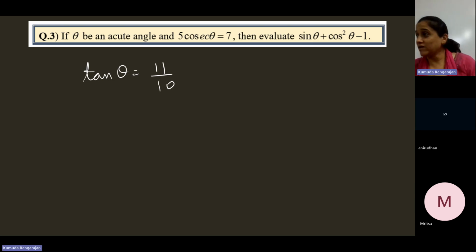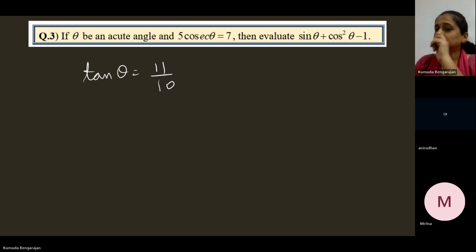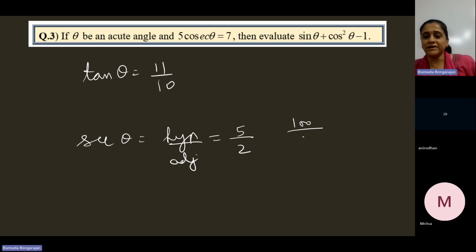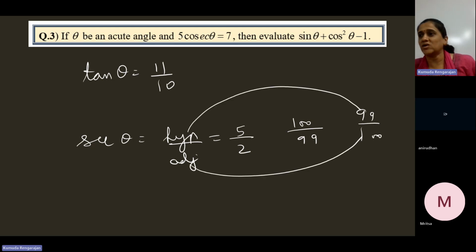But when you have ratios which involve the hypotenuse, make sure that the hypotenuse in the numerator should be bigger. What do I mean by that? Now secant theta. What is secant theta? Hypotenuse by adjacent. So the ratio can be like 5/2 or maybe 100/99. This is true, but not 99/100. Why? Because hypotenuse is 99, adjacent is 100. Not possible.